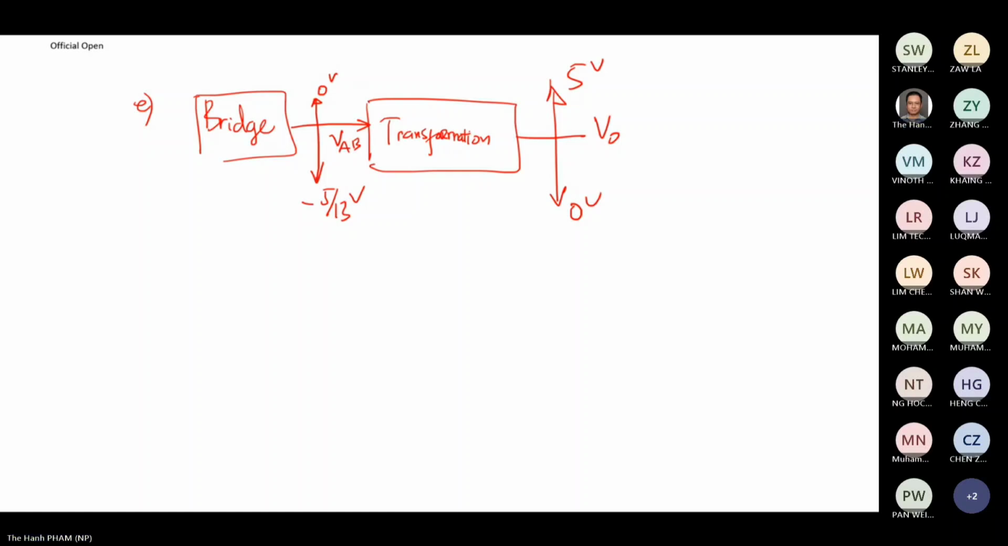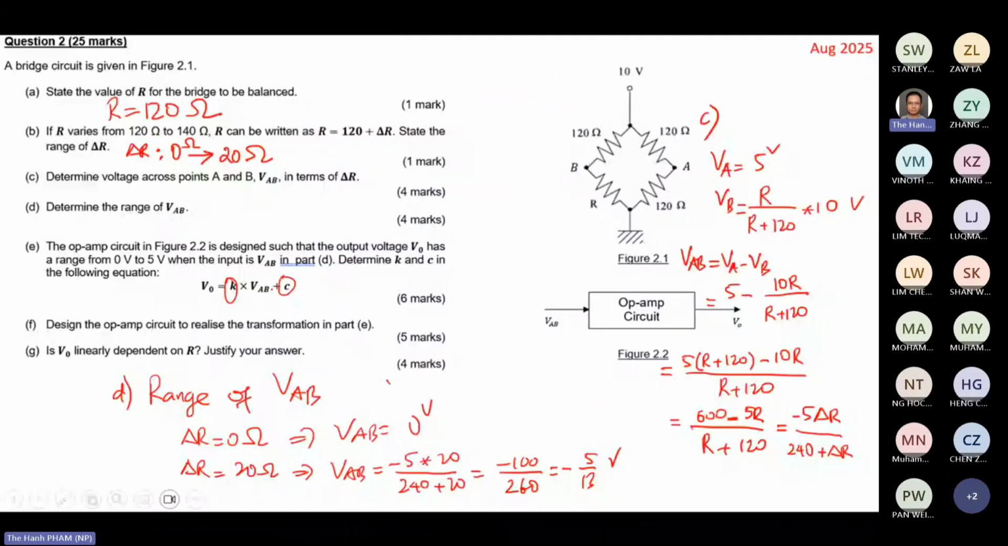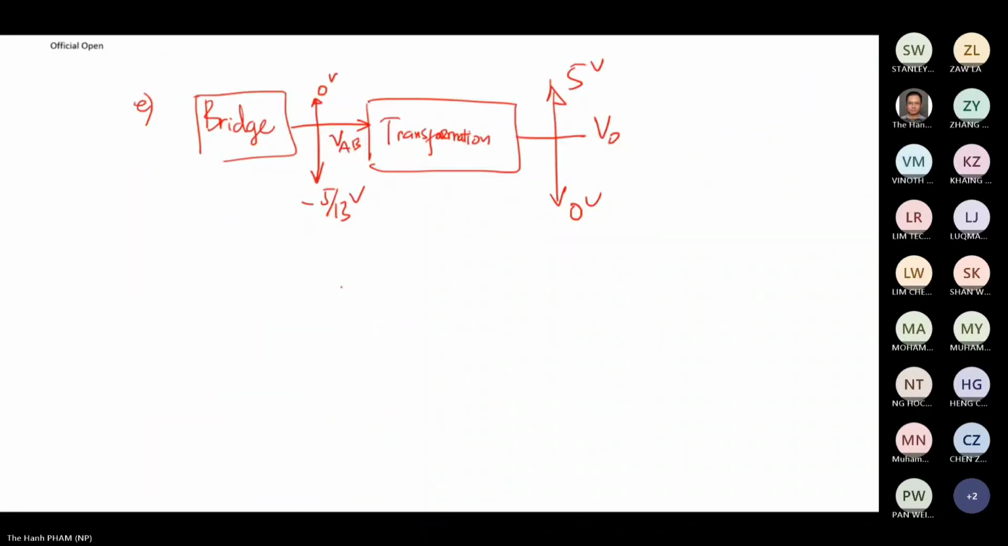And now to form K and C. Once you have K and once you have C, you can design a circuit to implement this transformation. This one is a little bit of mathematics.